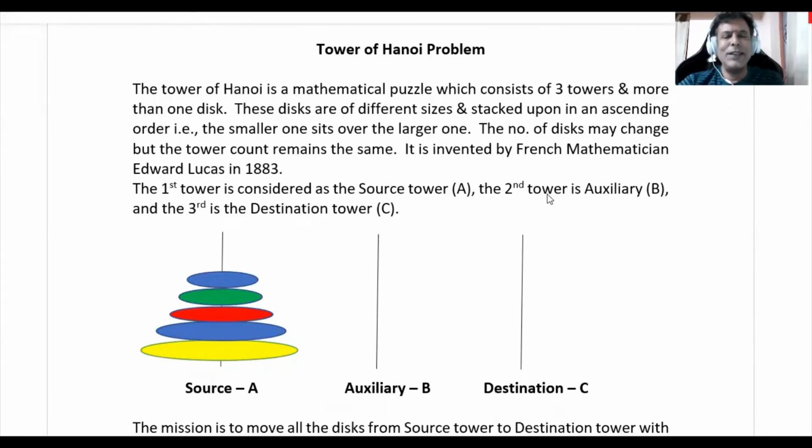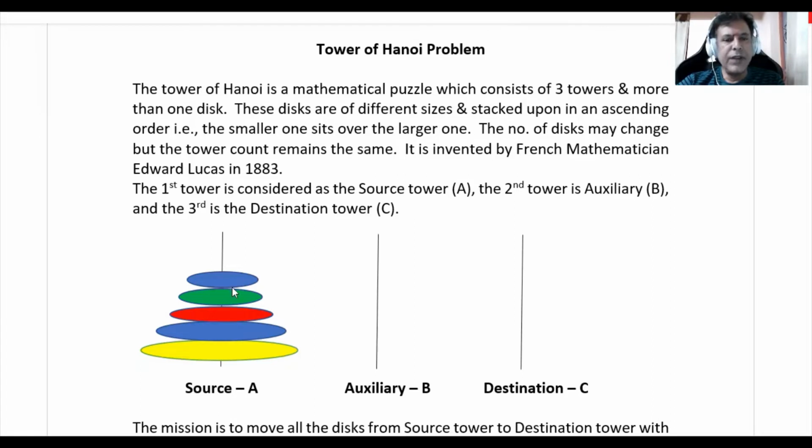Hello everyone. In this video, we'll understand how we model the Tower of Hanoi problem using a recurrence relation. First of all, what is the Tower of Hanoi problem? The Tower of Hanoi is a mathematical puzzle which consists of three towers like this: source A, auxiliary B, destination C, and more than one disk in source A like this.